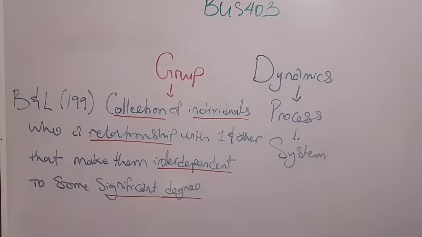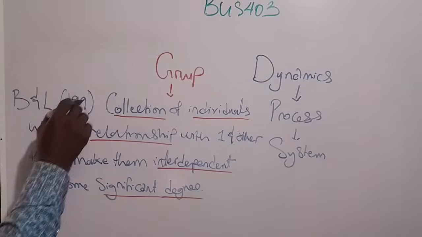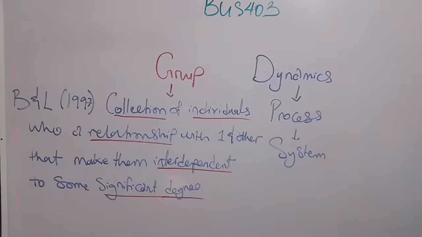Now let's take the definition by Darwin and Alvin in 1997. Again, Darwin and Alvin is saying something here, although it was Brooklyn and Lewin. Now it's Darwin and Alvin.